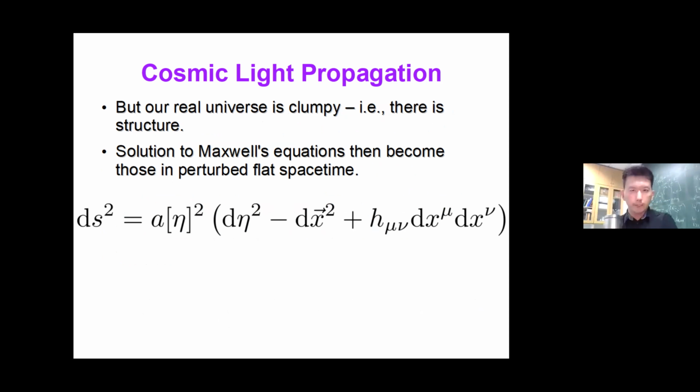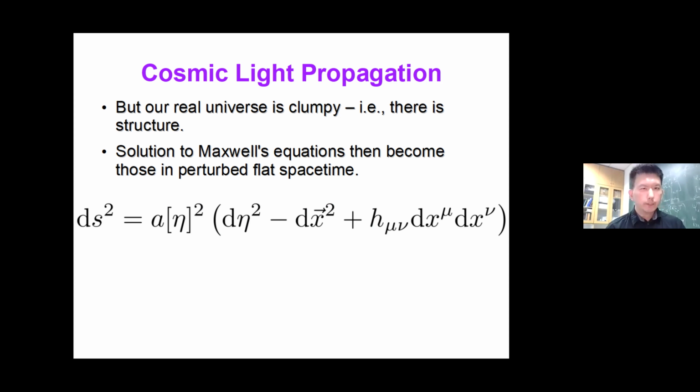The universe that we live in has structure, has galaxies, it has large-scale structure. And so there is some perturbation that I described with h_μν over here. And once you have perturbations, then Maxwell's equations in cosmology become like that in perturbed Minkowski, in perturbed flat space. And now there's a question of what kind of tails would you generate once you turn on this clumpiness due to dark matter.